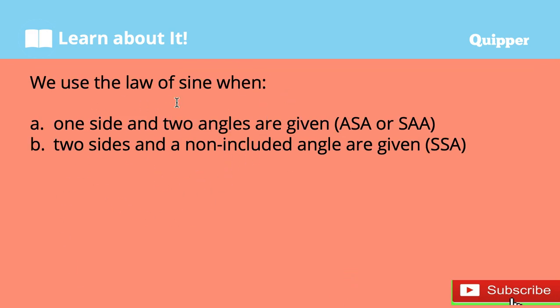We use the law of sine when one side and two angles are given. That is angle, side, angle, or side, angle, angle. Or when two sides and a non-included angle are given. That is side, side, angle. Please take note of these two statements here on when to use the law of sine. This will help you.